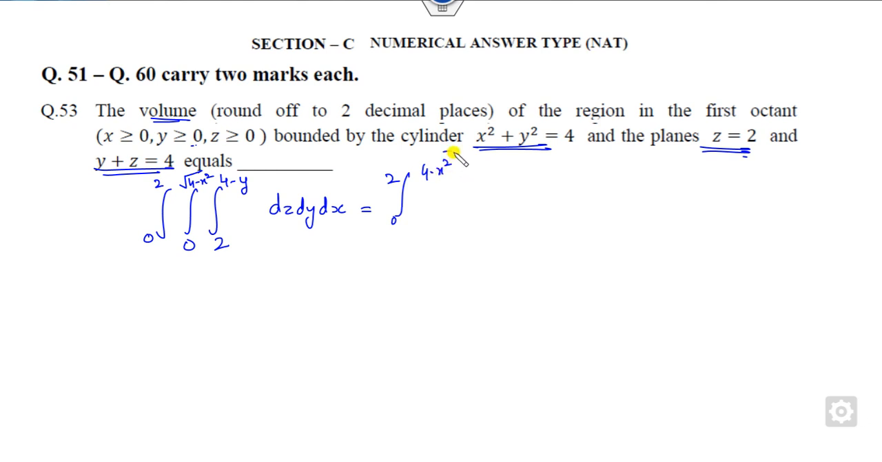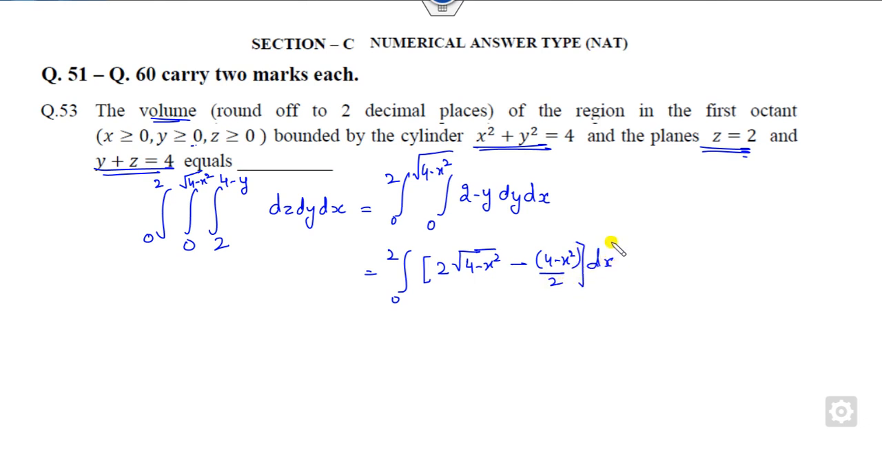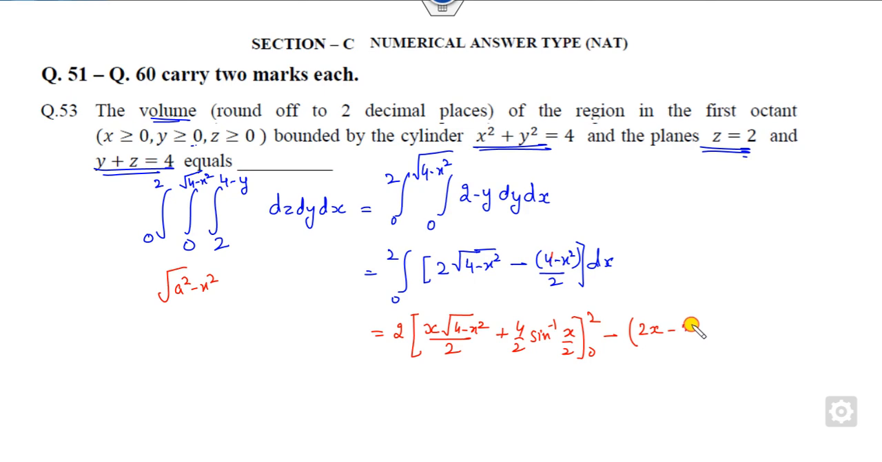So what will happen is 4 minus x square. So what is that? This is nothing but 2 minus y of this. How can you integrate them? Once you integrate, it's 2y, so it is 2 minus 4x square minus y square upon 2. Now you can integrate again. So 2 is outside. What is the integration of a square minus x square? That is x a square minus x square plus a square by 2 sine inverse x by 2, minus 2x minus x cube upon 6 over 0.